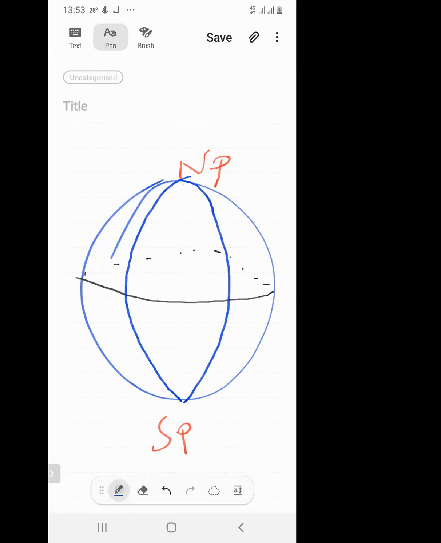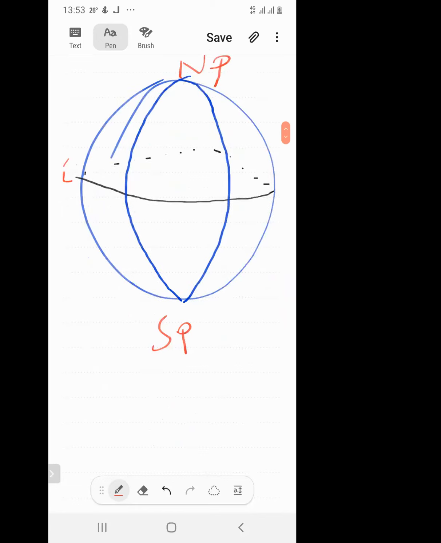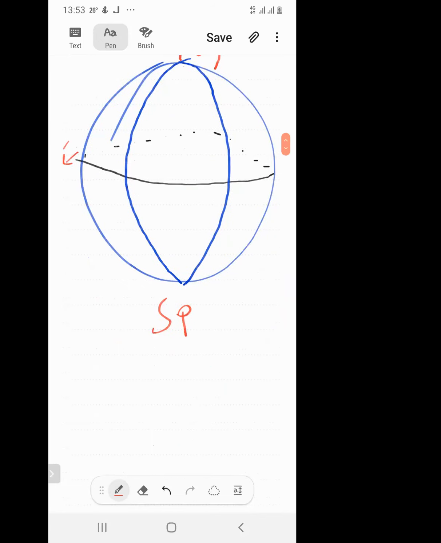So this here is the equator. This line that actually divides the Earth into two, this is the equator, that black line going in the middle. Now we have the Northern Hemisphere, the top half, and then we have the Southern Hemisphere down here. Are you okay? All right.